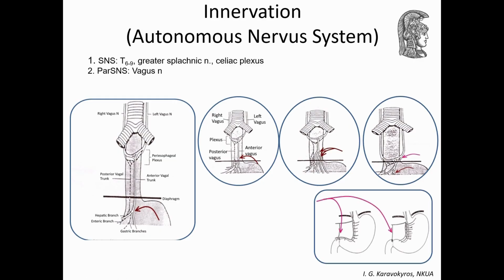Of particular importance is the pyloric branch of the hepatic branch of the anterior vagus nerve, which relaxes the pyloric sphincter, allowing gastric emptying in 70% of the patients, even after selective vagotomy.